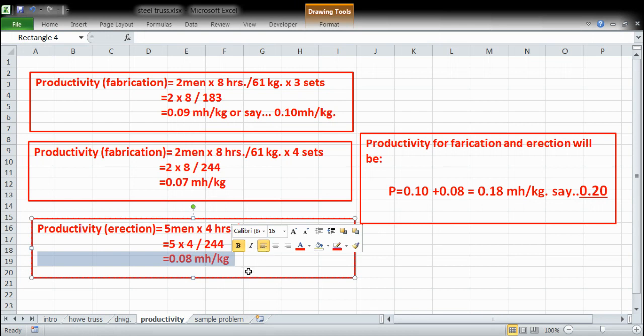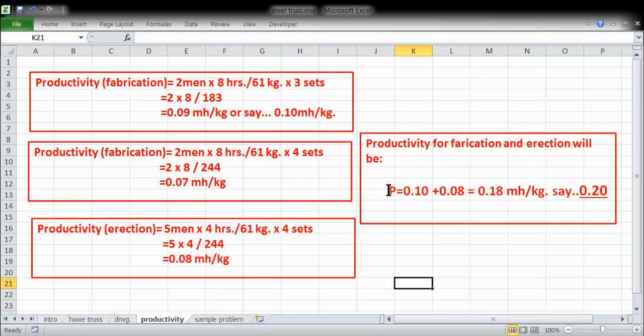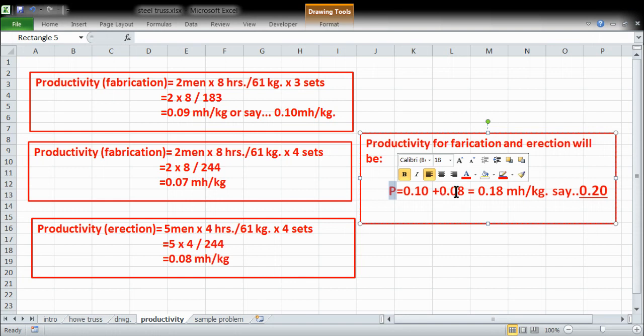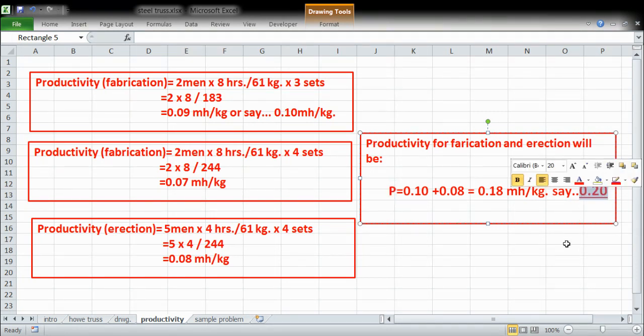Now the idea now is to add in order to get the total productivity. So that would give us 0.1 plus 0.08 is 0.18 man hour per kilogram, or let us say 0.2. Okay, so for me, I use 0.2 in steel trusses and small or light steel works. Okay, so let us have an example.